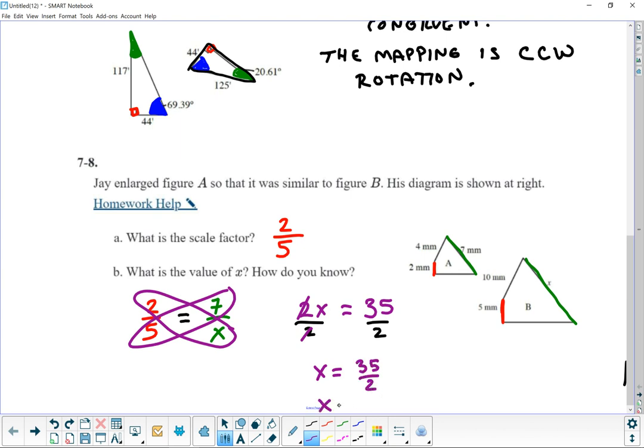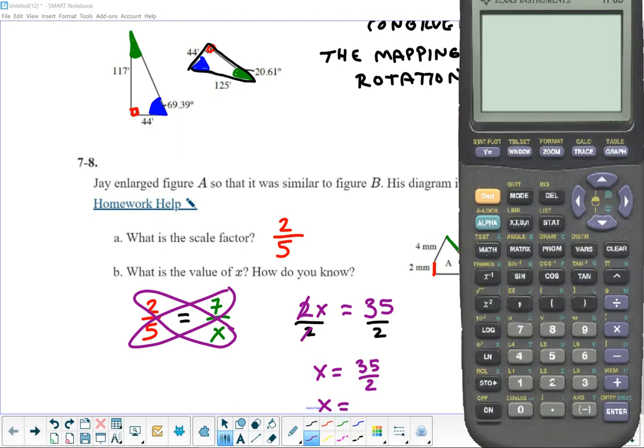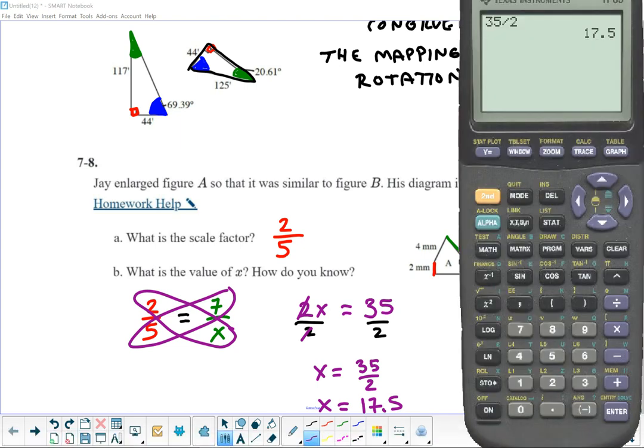Okay, what's 35 divided by 2? Oops, that's 25. No, 35 halves gives you 17.5. So x is 17.5. Right? That's the answer. All right. See you guys tomorrow.